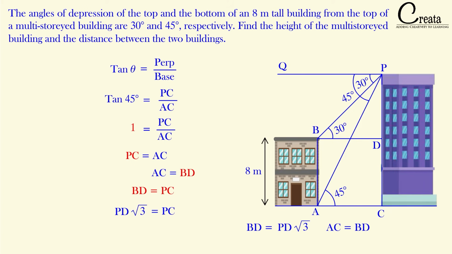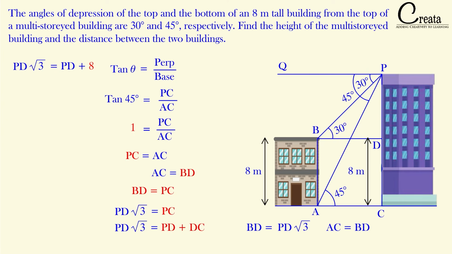Further, if you observe PC, the height of the multi-story building, it is composed of PD and DC, the two components. So we can replace PC with PD plus DC. The simple mathematics, nothing special we have done. We have just replaced PC with PD plus DC and we have replaced BD with PD root 3. Got it? Further, what is DC? If you observe the main diagram, DC is the height of the second building, the small building, which is given as 8 meters. So we can replace DC with 8 meters. So we got PD root 3 is equal to PD plus 8.